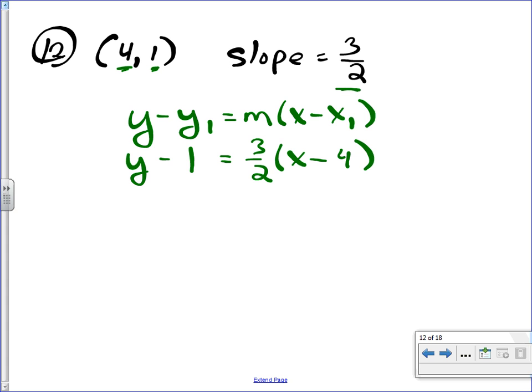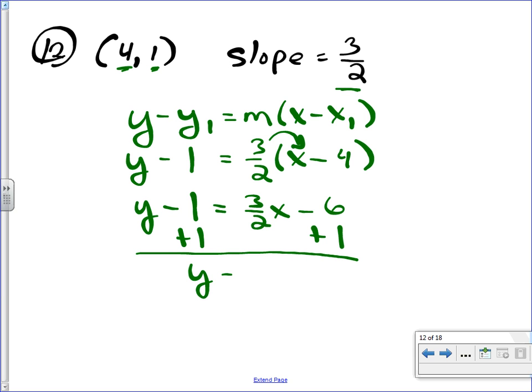Now I want that y by itself, so I'm going to get rid of those parentheses using distributive property. If I multiply 3/2 times an x, I get a 3/2 x. And then if I multiply 3/2 times a negative 4, I end up with a negative 6. I'm almost there. The last thing I'm going to do is move that 1. We're going to add it over here. And a negative 6 plus 1 would result in a negative 5. So my equation is y equals 3/2 x minus 5. That's number 12.